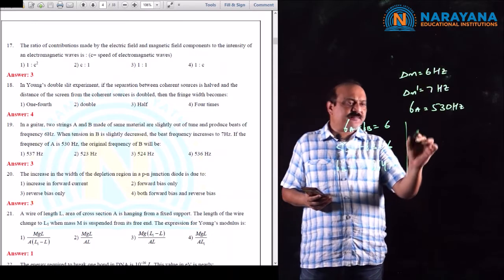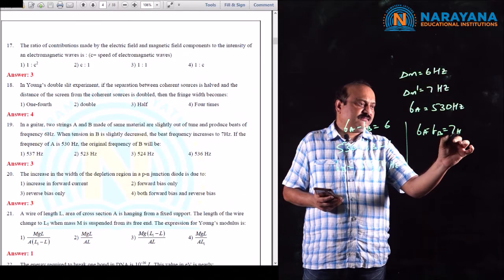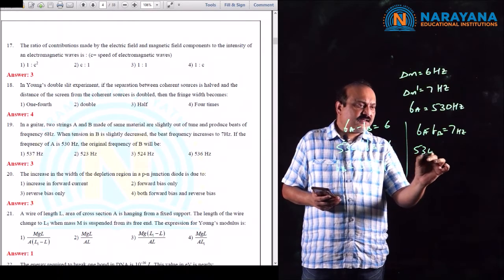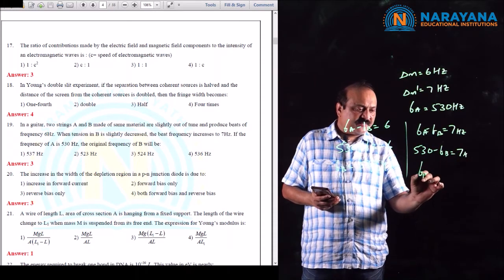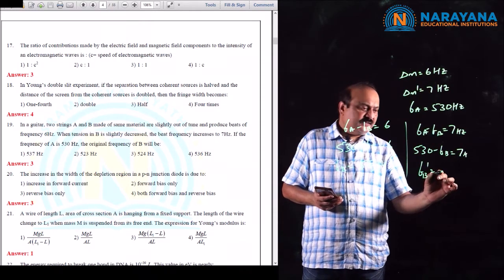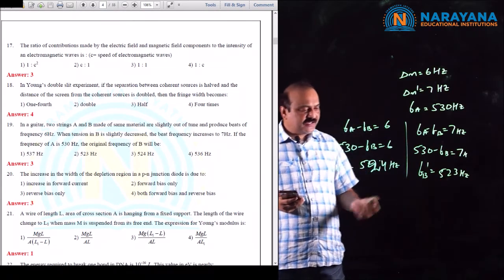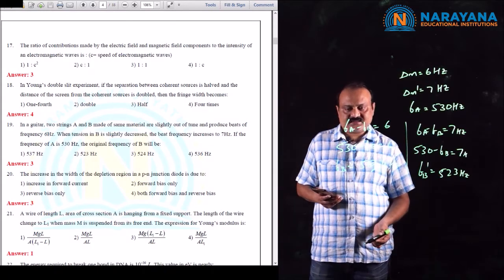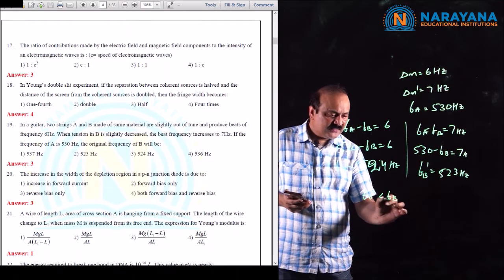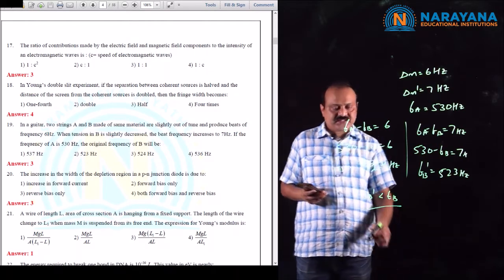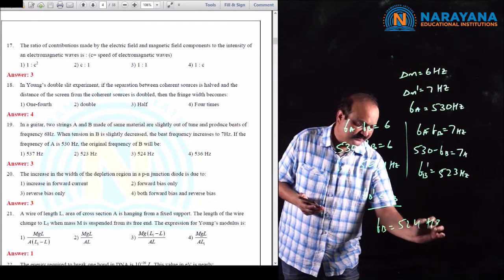or FA minus FB is equal to 7 Hz, and 530 minus FB is equal to 7 Hz. Therefore FB dash is 523 Hz. When tension is slightly decreased, the frequency also decreases. So according to this, FB dash is less than FB. So the frequency of B is FB equal to 524 Hz.